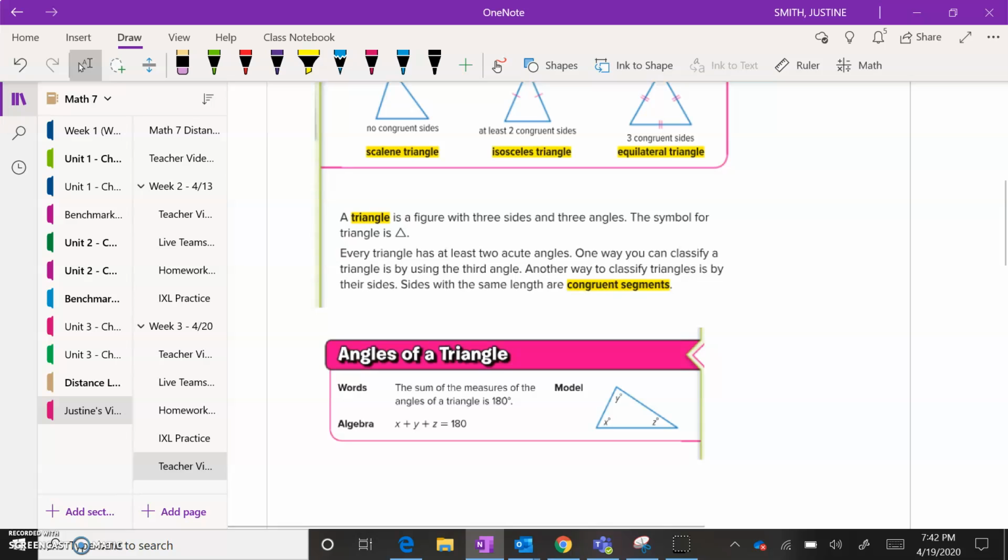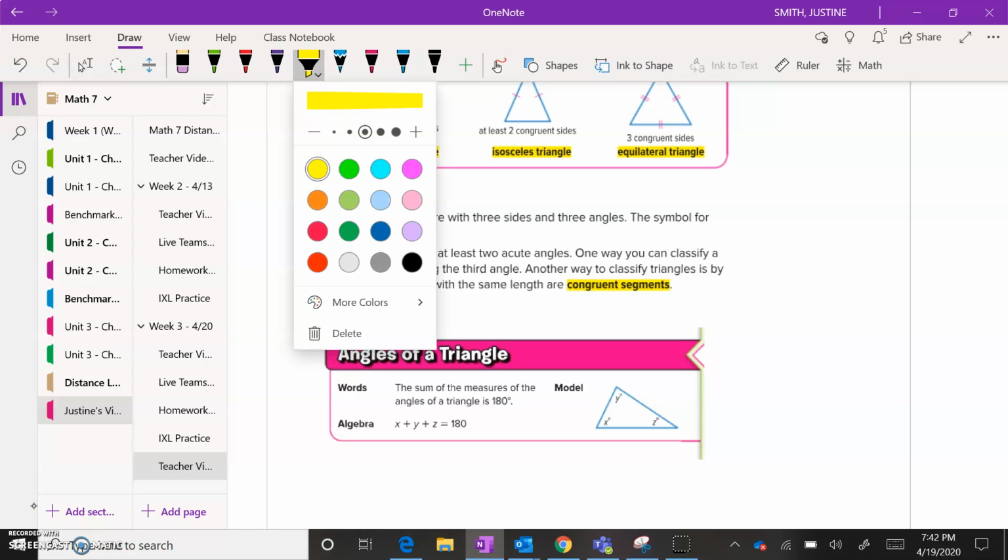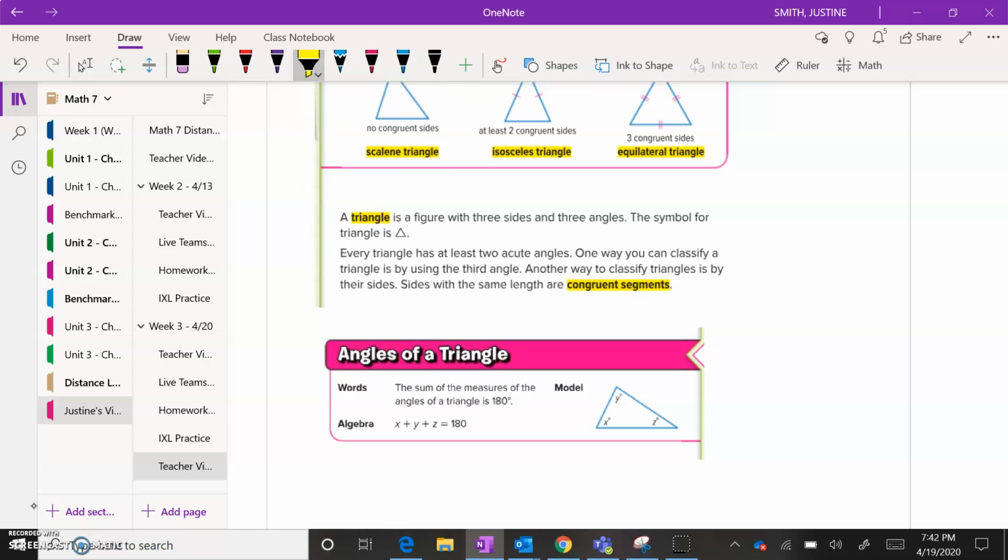Okay, so the other thing that you need to make sure you know when we're classifying triangles and writing information about triangles is some of the notation. So if you look at this symbol, you always want to put a little triangle in front of the triangle that you're naming. So for example, if I was talking about triangle ABC, I would need to put that little triangle marking in front of it. Because another thing that we could name with three letters would be an angle.